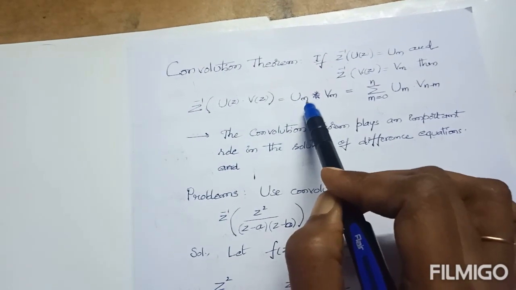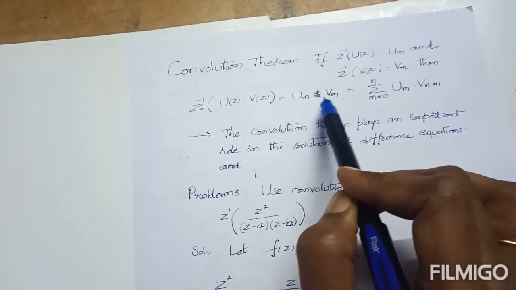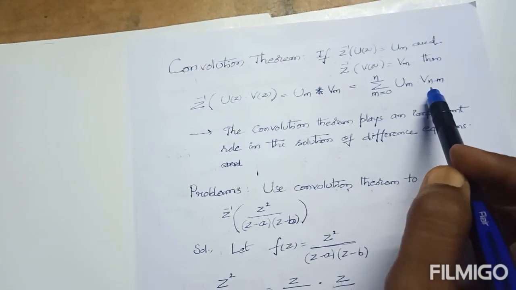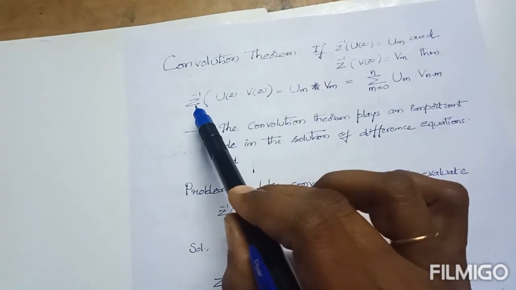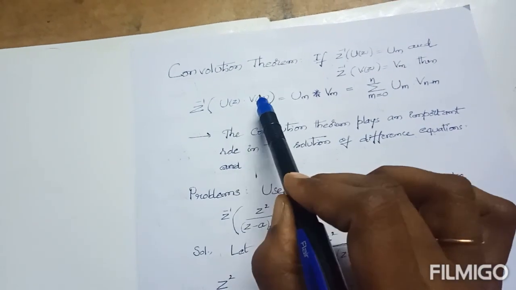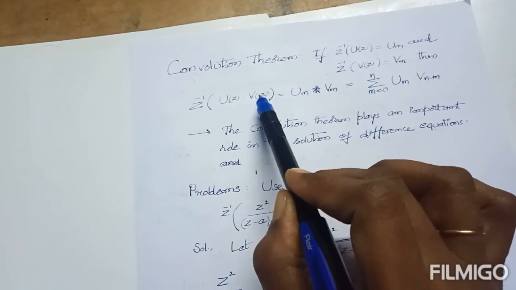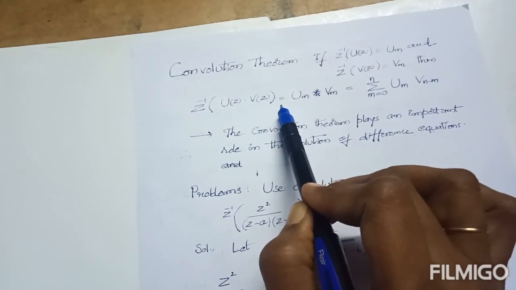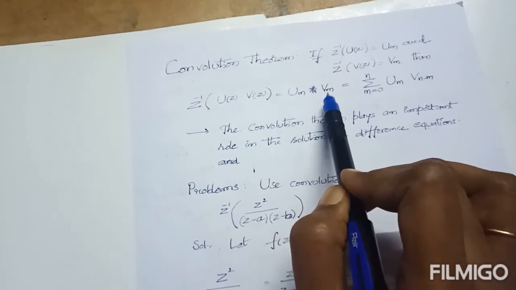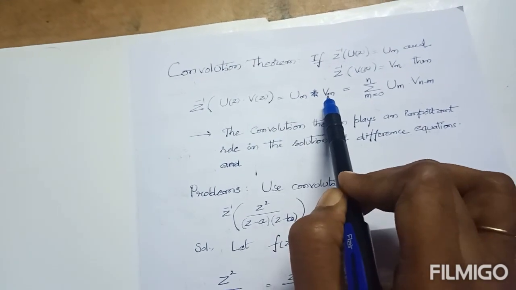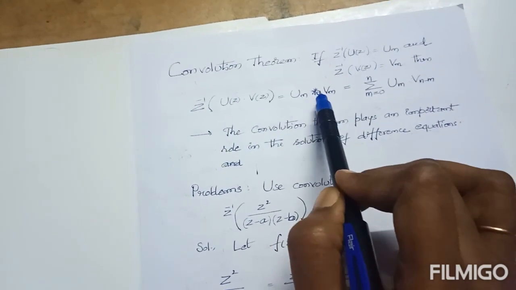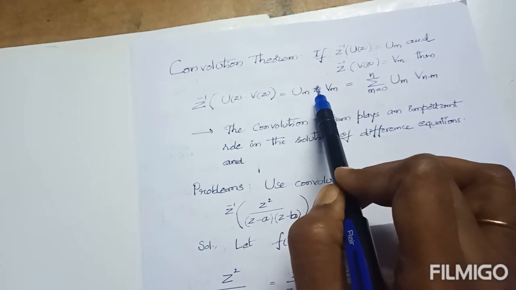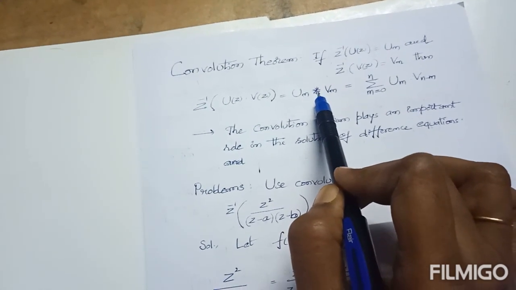In the first sequence, n is replaced by m. In the second sequence, n is replaced by n minus m. This is the main point. Once again, z inverse operated on the product of two functions, both in terms of z, gives the same expression u(n) star v(n). Here both functions are defined in terms of n, and between them there is the convolution operator, which is the product operator.